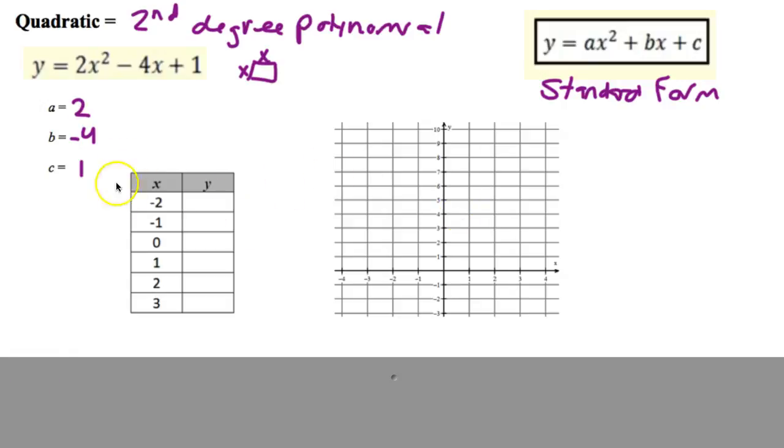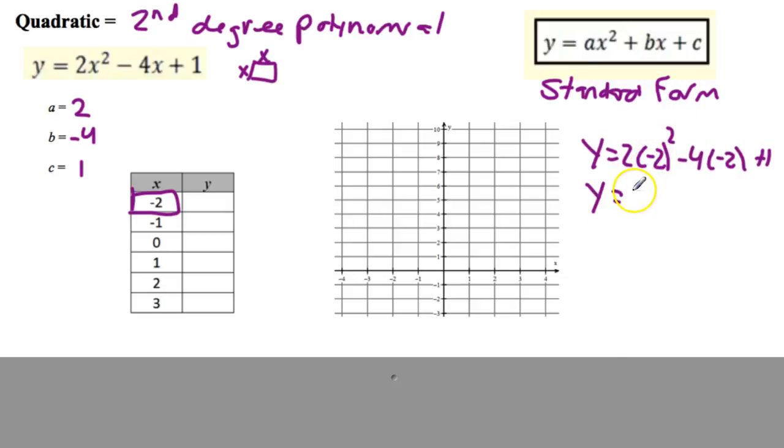And then I give you a table. And if you want to graph with a table, you have to take the x values, put them in the equation, and solve for y. So this first one right here, when x equals -2, I just plug it in. y equals 2 times -2 squared minus 4 times -2 plus 1. Then I have some simplifying to do.